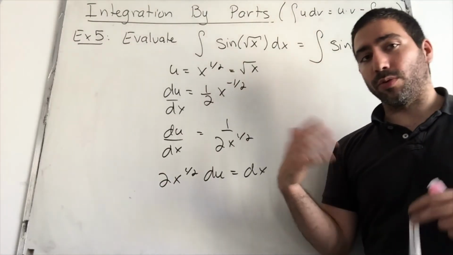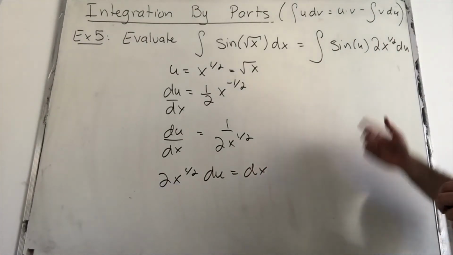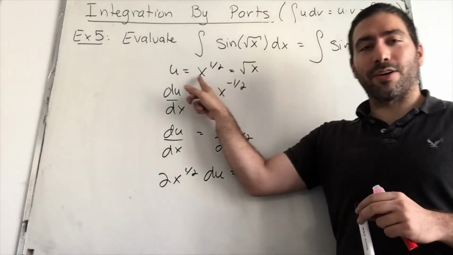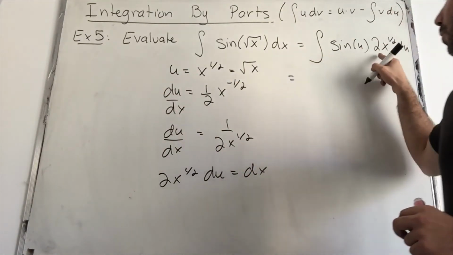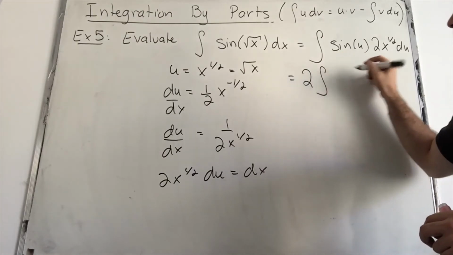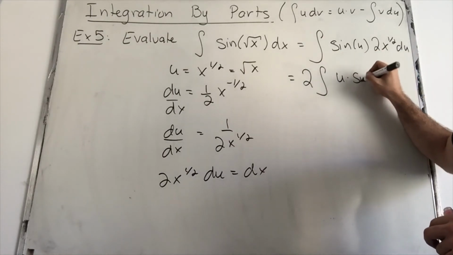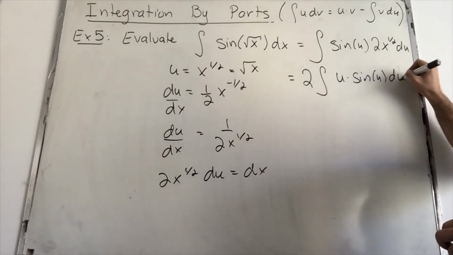We have to express this solely in terms of u. We know this from u substitution. Well, x to the 1/2 is actually our u. So this could be expressed as, I'm going to remove the 2 because it's a constant in the front, and we're left with just u times sine of u du.